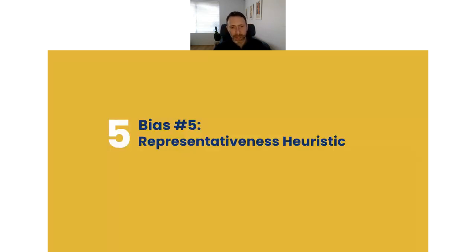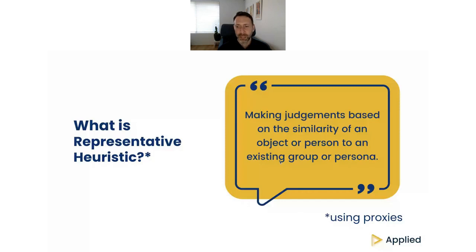Okay, last bias, before I go into a little bit more into how we recommend that you combat these things. And this one is called the Representativeness Heuristic. And what is it? It is making judgments based on the similarity of an object or person to an existing group or persona. So it's essentially using proxies. And this is based on our inability to process heaps of data all the time. So it's a heuristic, which is a mental shortcut, which essentially means if something looks like something else that we know, then we're more likely to attribute those characteristics to that person.